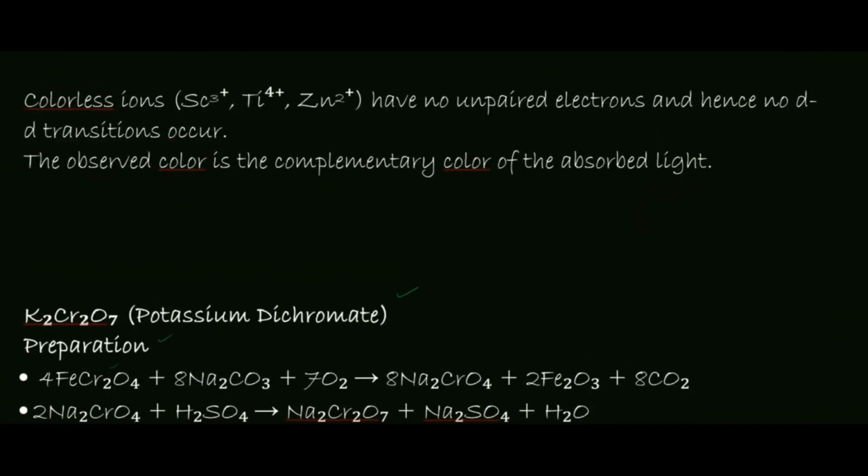Then, transition elements form colors because of d-d transition. Some ions do not give colors, like scandium 3+, titanium 4+, and zinc 2+. It's because there are no d electrons to do the d-d transitions. And the observed color is the complementary color of the absorbed light. Okay, so you know about the color chart, which is just the complementary color.